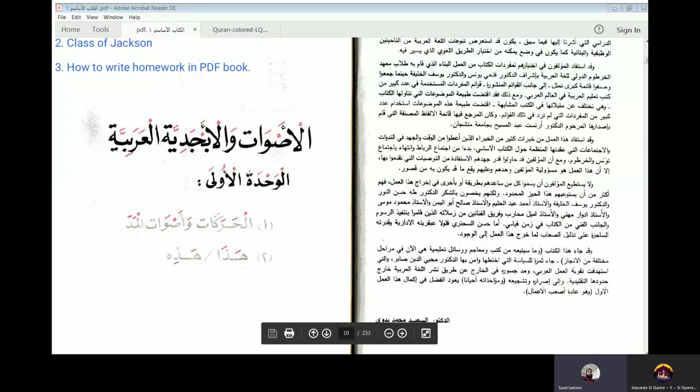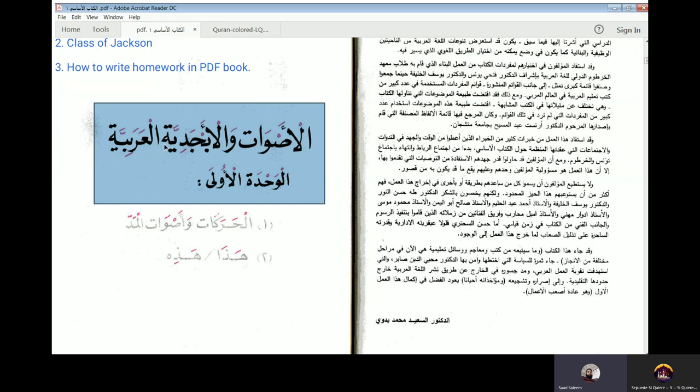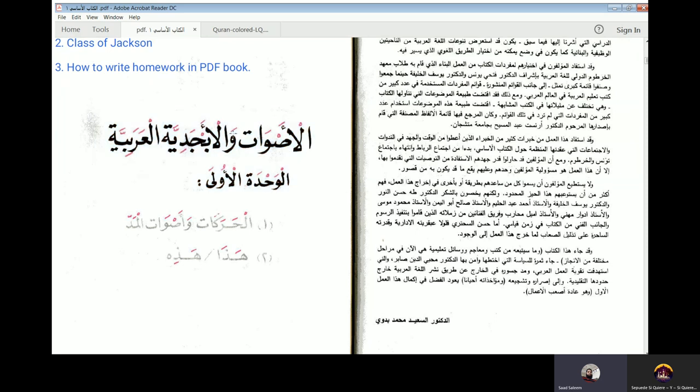Page number 10 on PDF here. We have the first unit of the book, Al Aswat wal Abjadiyya Al Arabiyya. Al Aswat means pronunciation, voices, sounds. Wa means and. Al Abjadiyya means alphabets. Al-Arabiya, Arabic. The Arabic alphabets and their sounds.